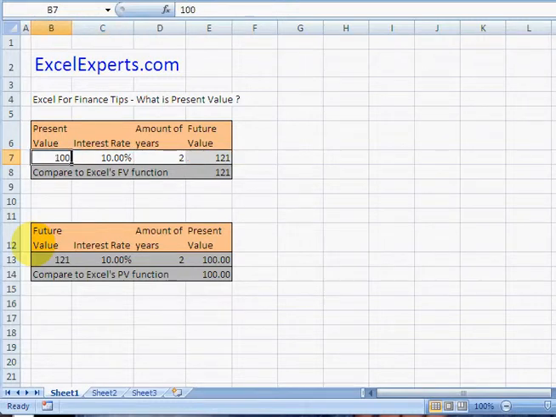How does that work? Well, 100, add 10% to that is 110, add 10% to that, 10% of 110 is 11, so 110 plus 11 is 121. How did I calculate that? All I did was I said, take the original amount and times it by 1 plus the interest rate to the power of the amount of years. If it's 3 years, it goes to 133.1.